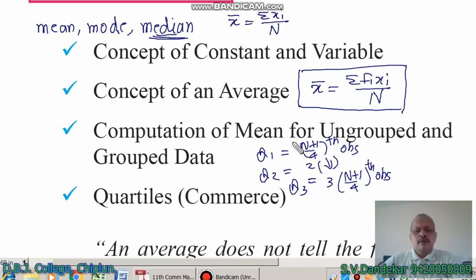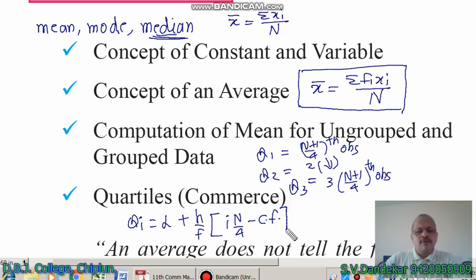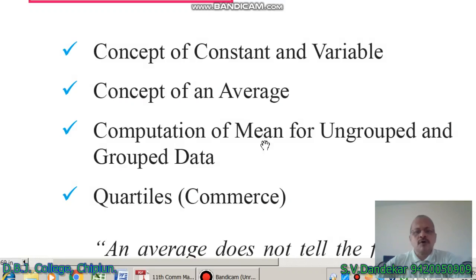For the frequency distribution, the formula for quartiles you have studied: Qi is equal to L plus h by f into (i into n by 4 minus cf), where L is the lower limit of the ith quartile class, h is the class width, f is the frequency of the ith quartile class, and cf is the cumulative frequency of the class previous to the quartile class. Now all these things we have already studied. This is just for revision.